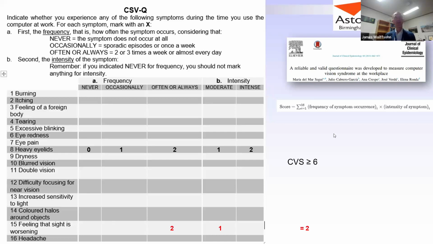And for those that you feel that you get when you're using a digital screen, give a score, either occasionally or often, and the moderate intensity, etc. And I think you should be able to pop that into the chat, and we can have a look then at the sorts of values that we're getting. So just a couple of minutes to do that for yourself.